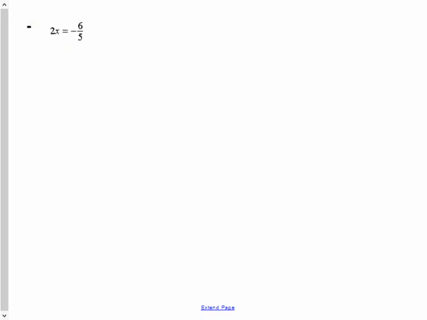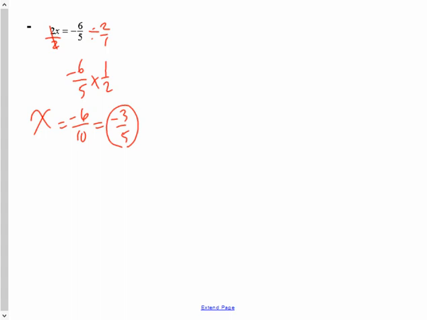Your next question says 2x equals negative 6/5. So I'm going to divide by 2 here to get rid of it. And when I divide by 2, I'm really going to multiply by 1/2, which is going to give me negative 6 over 10, or negative 3 over 5 in lowest terms. So x is equal to negative 6/10 or negative 3/5.